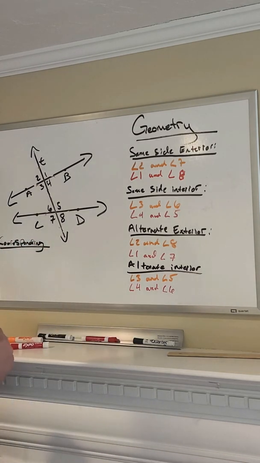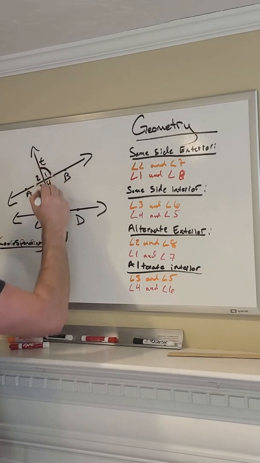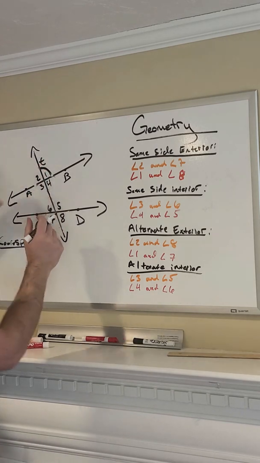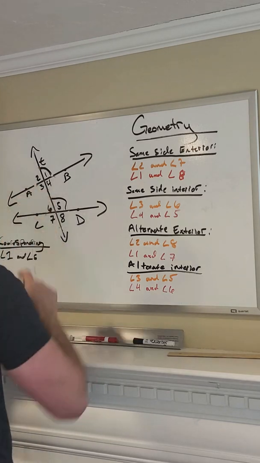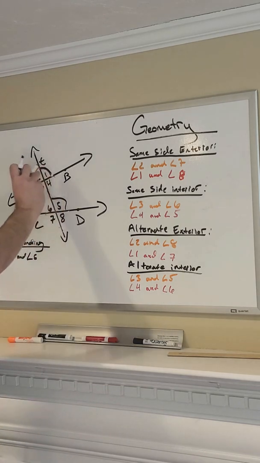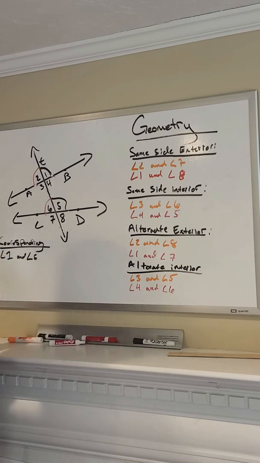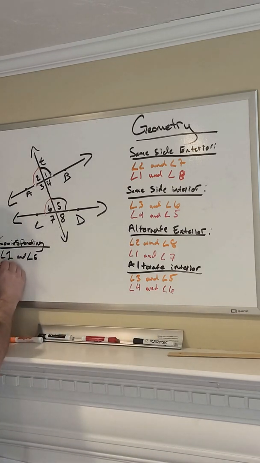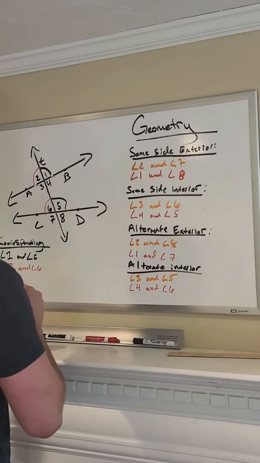So my corresponding angles, we'll start with angle 1. Angle 1 corresponds, if I cut out this piece and put it right on top, with angle 5. So I have angle 1 and angle 5. And then I'm going to go over to angle 2. If I cut that out and pull it right on top, angle 6 is what it corresponds to. So angle 2 and angle 6. And we keep going around.